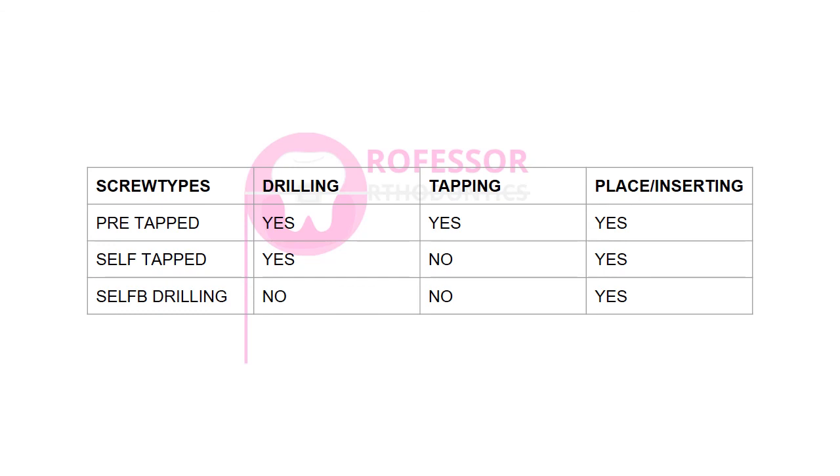After that came the self-tapped implants. These implants were special because you did not have to do a tapping procedure separately. All you had to do was drill a fine hole into which you could directly place the implant. That's why they are called self-tapped implants. You need not do a tapping procedure. The flutes of the implants were sharp enough to create the taps or the threadings in the implant site. And what we use today is usually the self-drilling type.